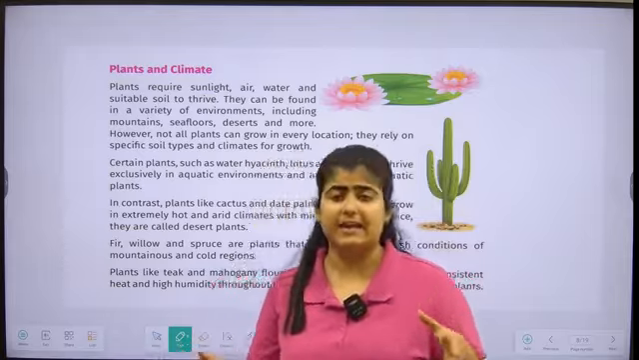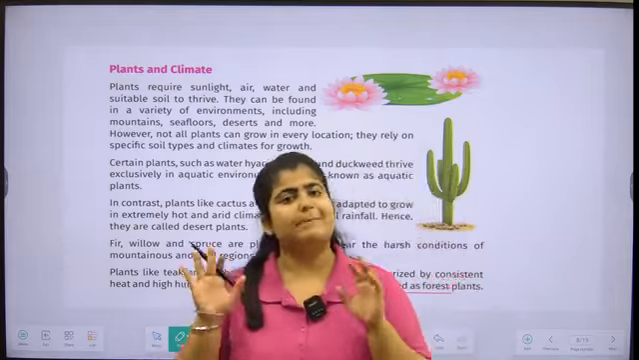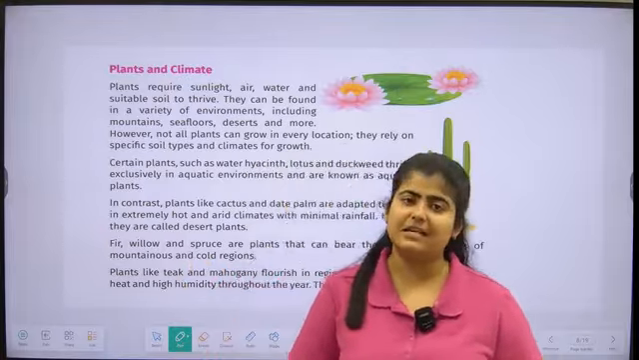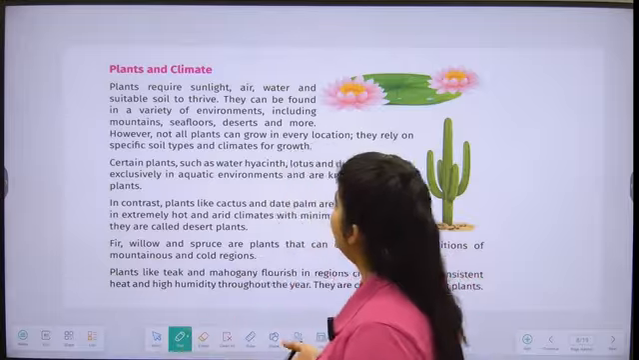They need the correct temperature, the correct place, the correct type of soil and air, everything for their growth. So depending on the availability of these factors, a plant is grown in that area.